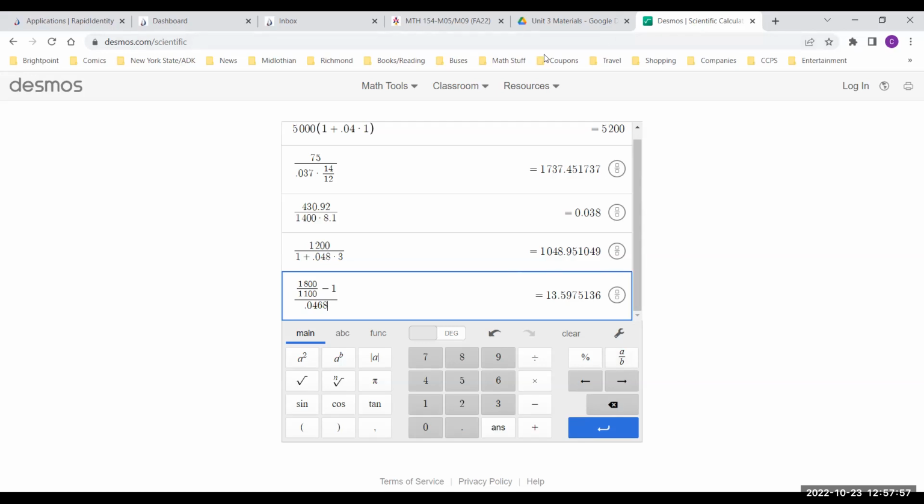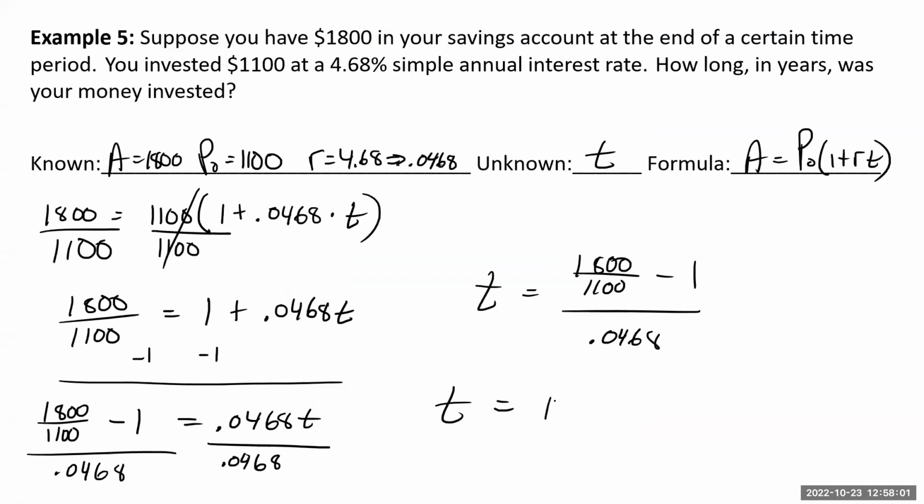Let's go ahead and record our answer here. Was it 13.59? I think it was a 7. If we round to the nearest tenth, we'll say 13.6 years. Again, no rounding until the very end, and then we round. Questions, issues on example 5 before we go to example 6?